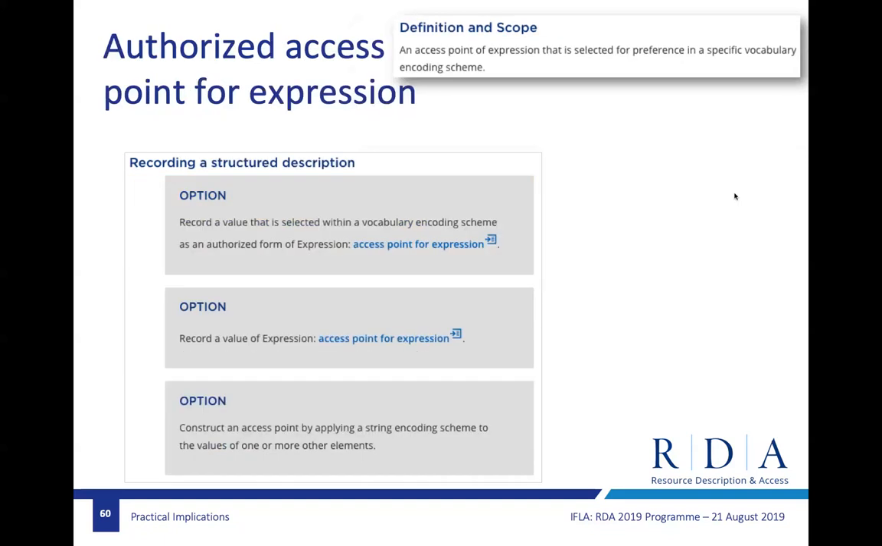Authorized access point for expression is new in the beta toolkit, and what I come up with here is creative at best. So let's just assume that it's working this way. It's an access point for the expression that's selected for preference in a specific vocabulary encoding scheme. You can record a value that's selected within a vocabulary encoding scheme. So if there was an authority record, if you will, or a metadata description set for the expression that was already established, I could just record that and move on. I can record a value of access point for expression, or I can construct an access point by applying the string encoding scheme to the values of one or more elements, and I'll be doing the latter.